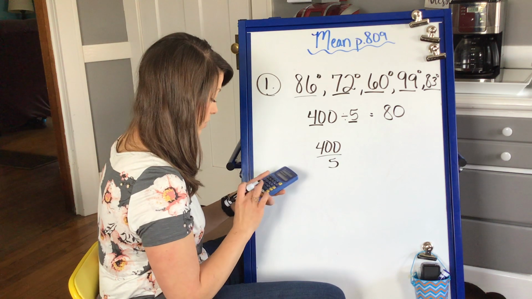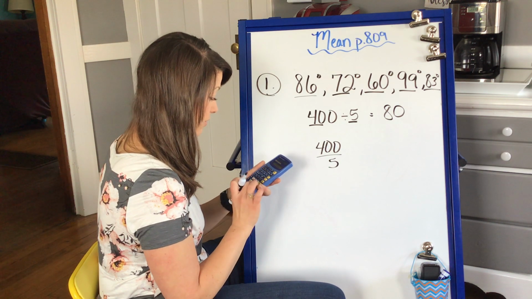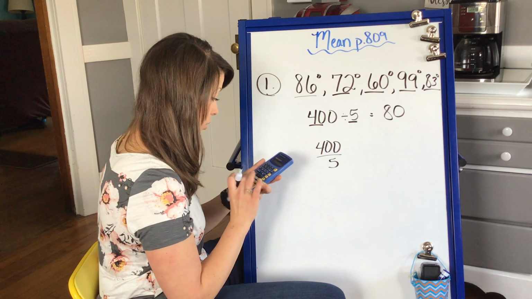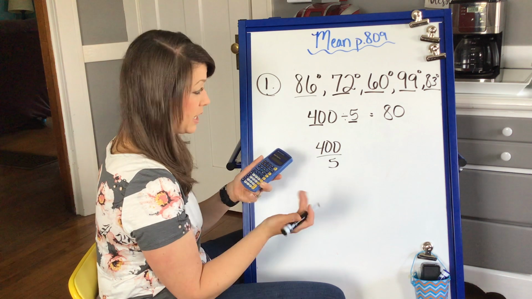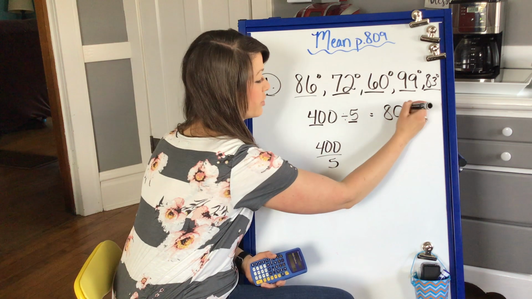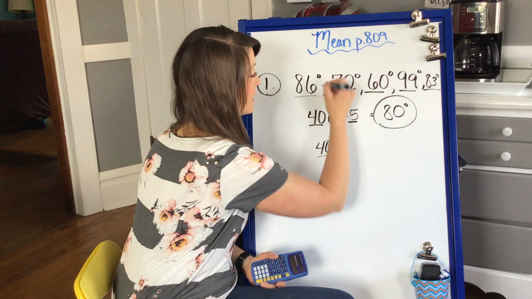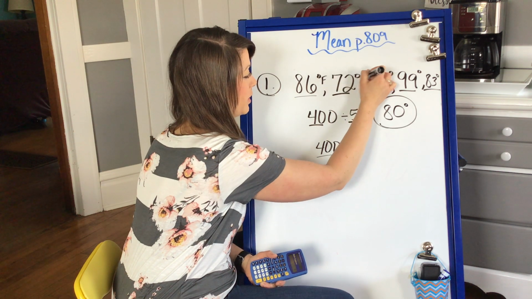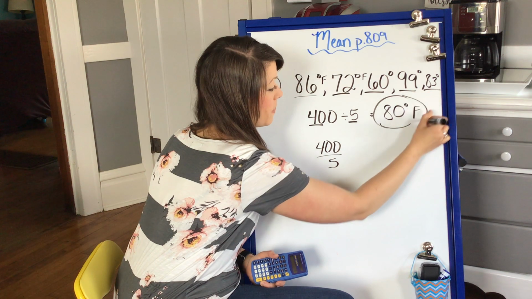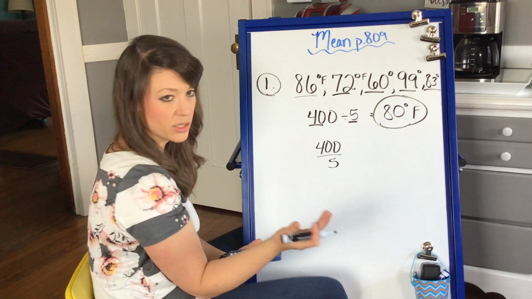And I'll do it again. 400 divided by 5, and it gives me 80. So now I have to make sure I have my label. 80 degrees. So 80 degrees, and I should have put degrees Fahrenheit on all these, so it'd be degrees, and I would add Fahrenheit.